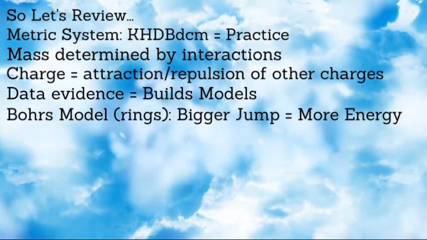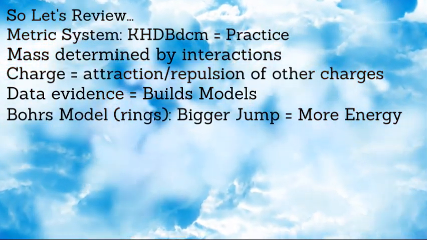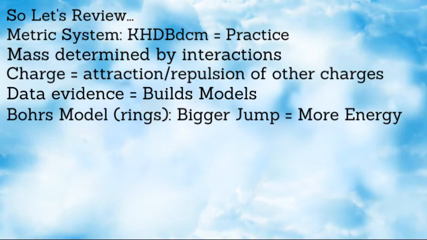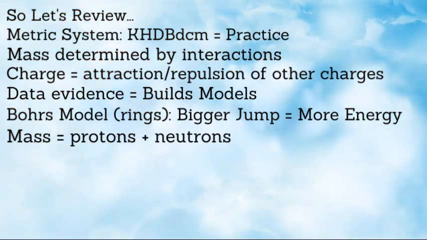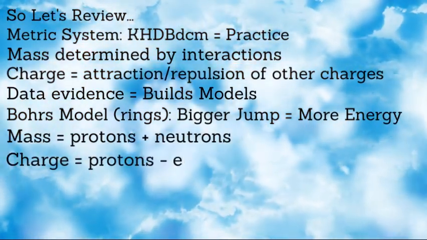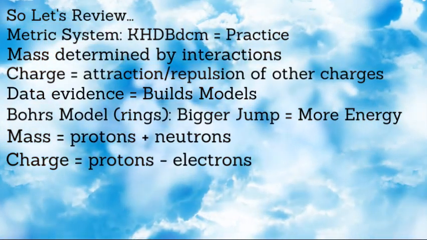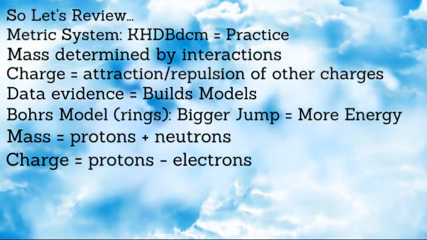Counting subatomic particles for us is basically just keeping in mind that mass is always going to be the number of protons plus neutrons, and charge will always be the protons minus the electrons, because the electrons are the negative value.